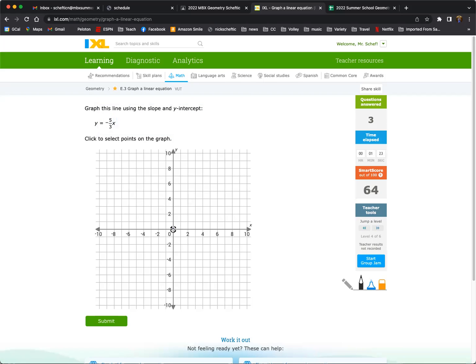This one, there's no b, so we're going to start here. This one is a fraction, which is -5/3. So we're going to go down 5, and we're going to go to the right 3. We could also go the other direction. If we went up 5, then we go to the left 3. Okay, so that is E1 through E3.